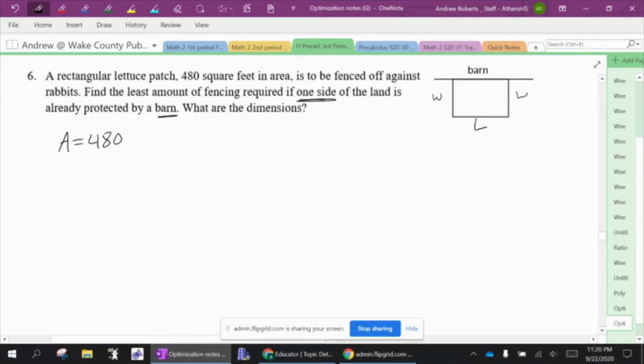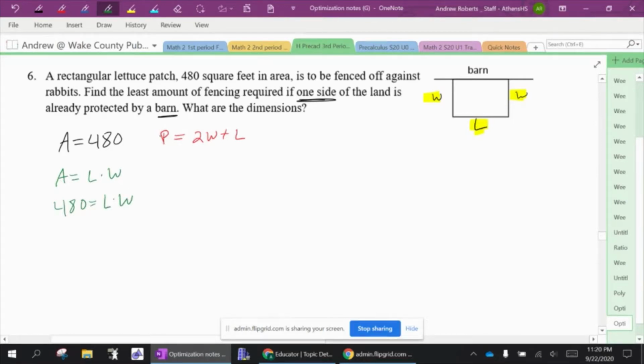I'm trying to find the minimum amount of length around that. Okay. So I'm going to call that perimeter, although it's not technically a full perimeter because we're missing a piece. But perimeter is going to equal 2W plus L. I just added up these three numbers here. Okay. I also know that area equals length times width. So in this case, 480 is length times width.